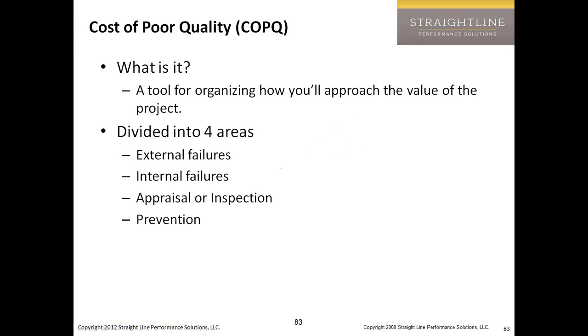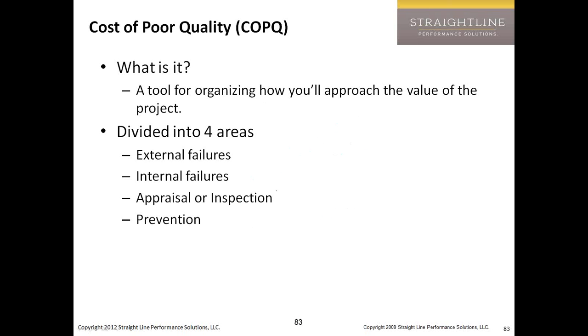Our failures are divided into external and internal. External failures are things that touch one or more customers in a significant way. In other words, we make a mistake and we don't find it until after it hits the customer. An internal failure is something where we make a mistake, and one way or another we have to fix it internally. All right. Then there's appraisal or inspection.